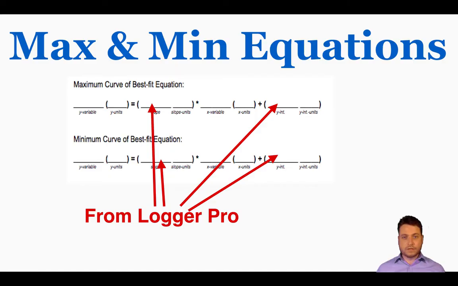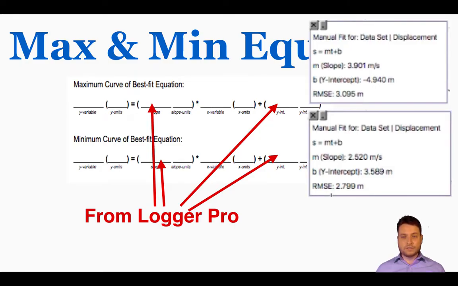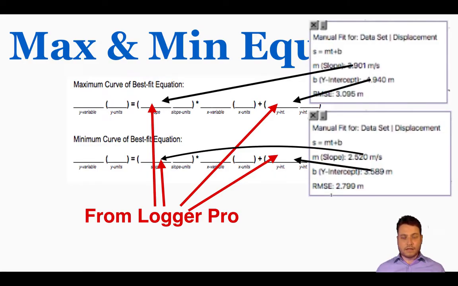Everything else you can fill in from previous parts of your lab report, but for these four spaces you're going to need to use the equations that you got for that maximum and minimum best fit line. So the boxes for the manual fit lines that give you the slope and y-intercept for the max and min lines look something like this on LoggerPro. So you're going to take the slope of your maximum line and the y-intercept of your maximum line and put them here and here, and the slope of the minimum line and the y-intercept of the minimum line and put them here and here.